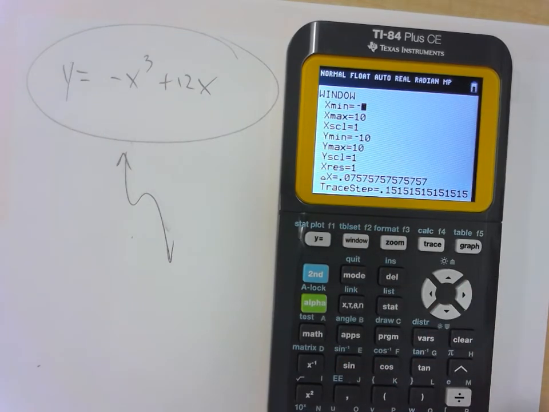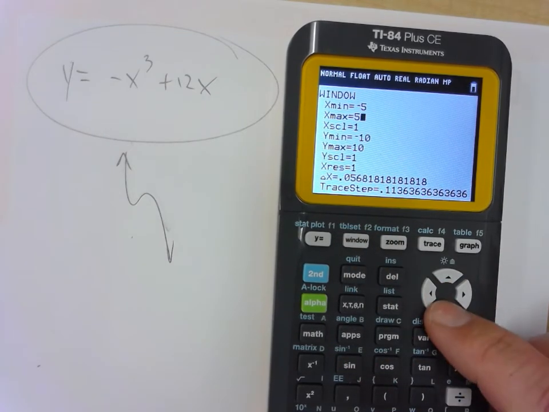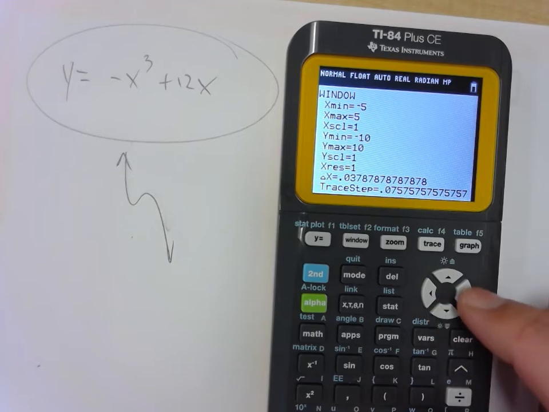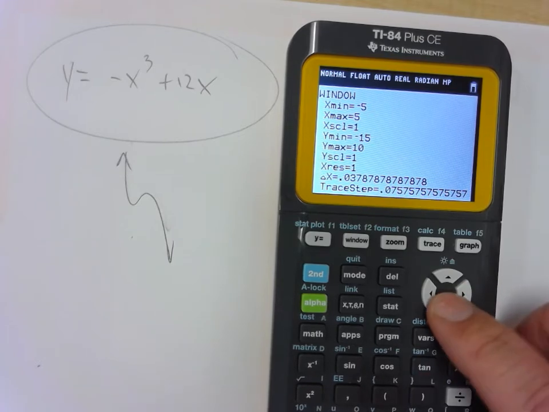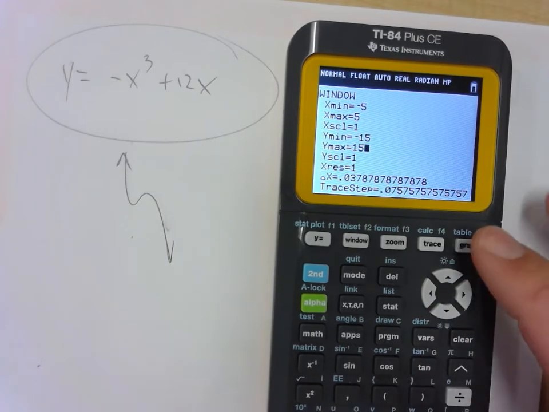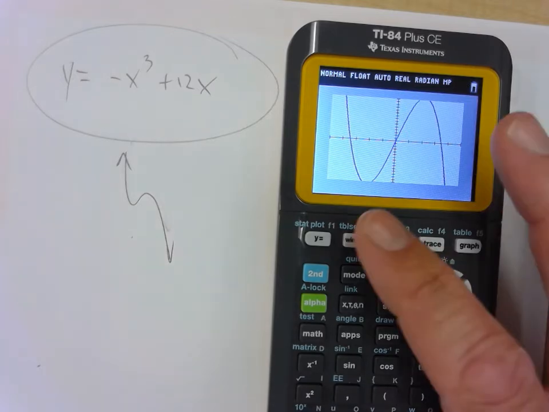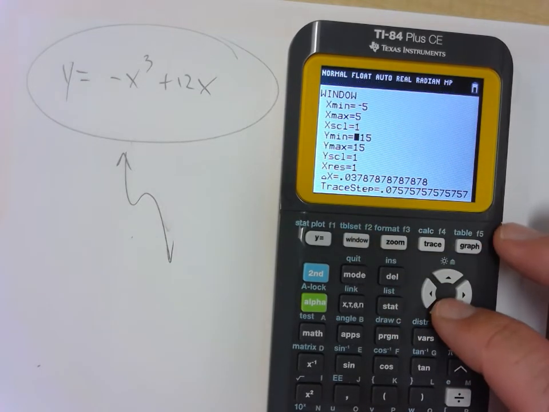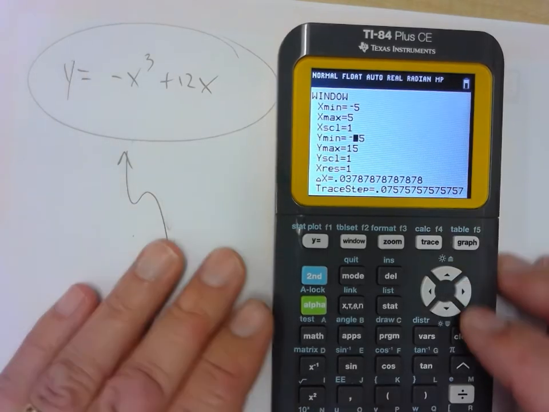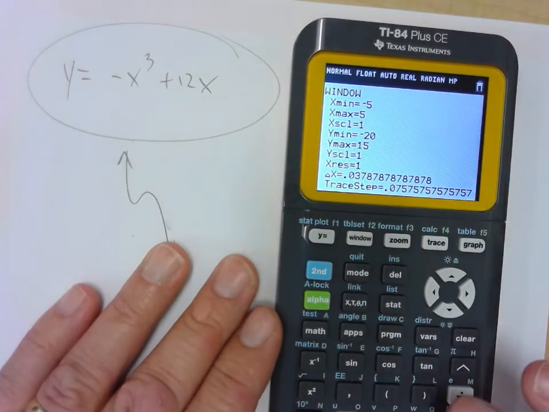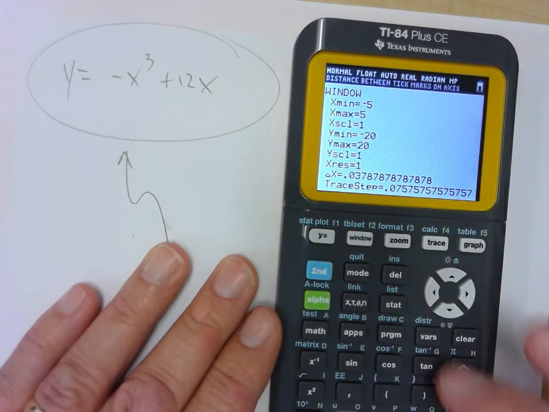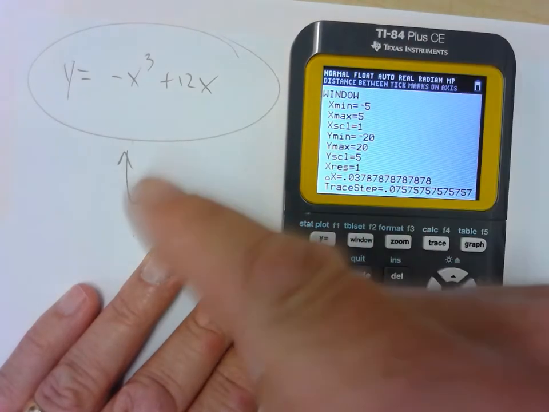I'm going to go negative 5 to 5 in the x direction. And then I'm going to do negative 15 to 15 in the y direction. Now hit graph and see what happens. Oh, can't quite see the top yet, can I? So I'm going to go to 20, back to window. I'm going to do negative 20 to 20, scale of 5, because it kind of was getting a lot of line dashes in there.